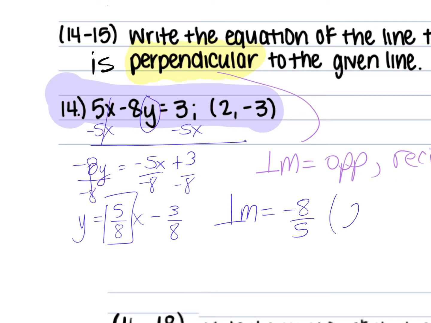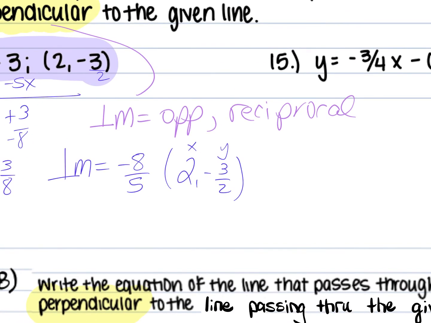And then the point that they told me was 2, negative 3. You know what? Let's make this 2, negative 3 over 2. Right? Change this to a fraction. Might see a fraction on your quiz. So let's just work with it a little bit. All right, here's my x and here's my y. So I'm going to go into point slope form.